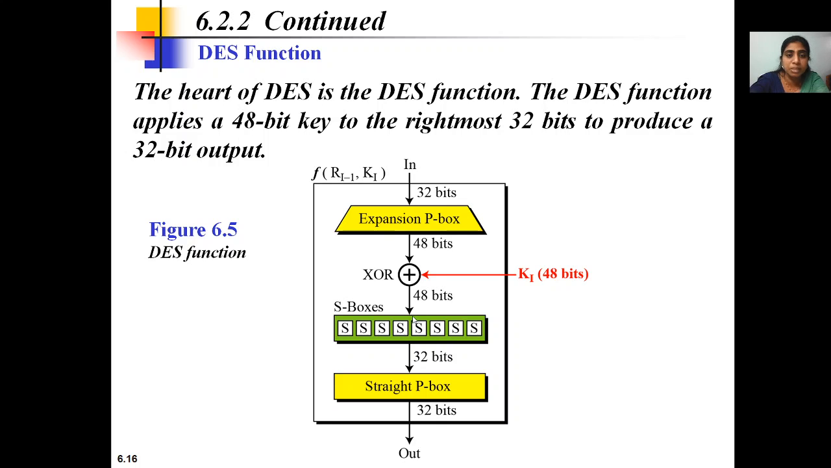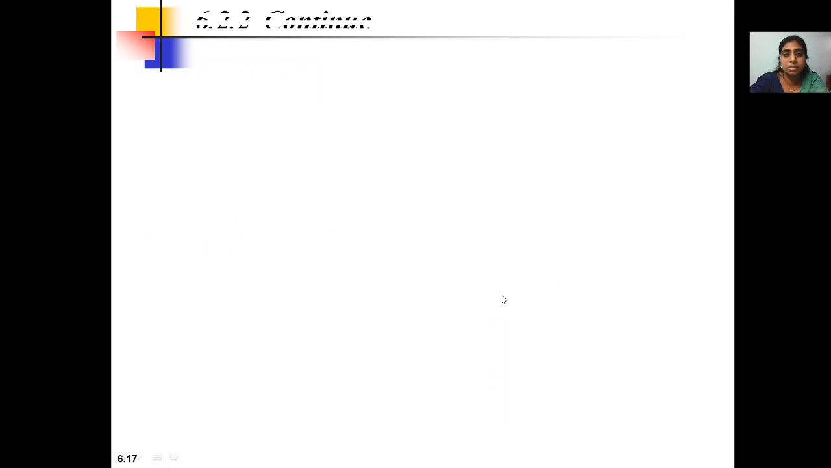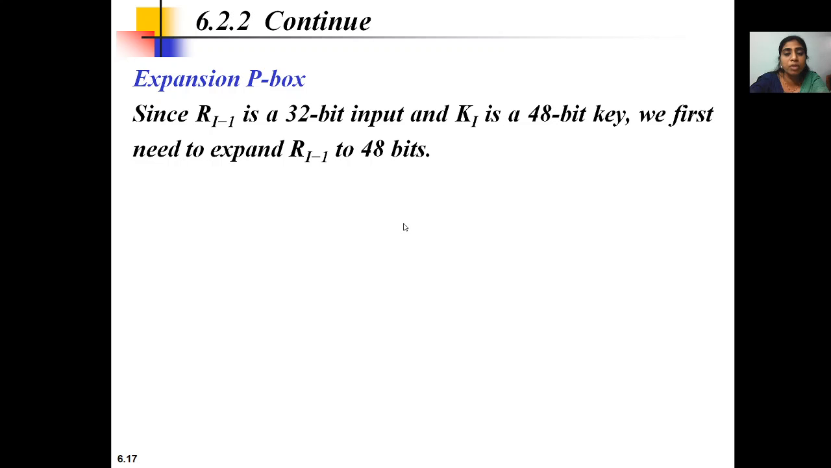Then these 48 bits are given to the S boxes, and from the S boxes we get a 32-bit output. From the 32 bits we go again to the P box or permutation box, where we do the transposition again. Then we get output as 32 bits. These output bits are again given to the XOR with the left side bits. So we are going to see each operation that is performed in the round function.